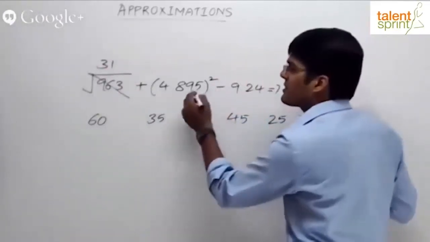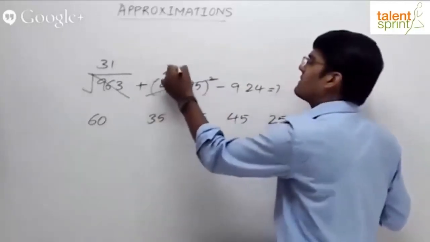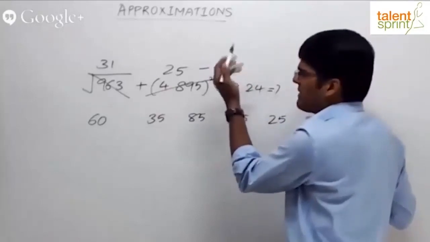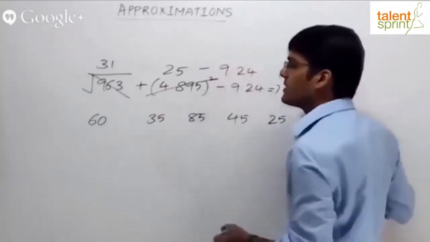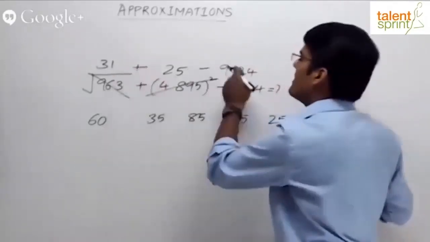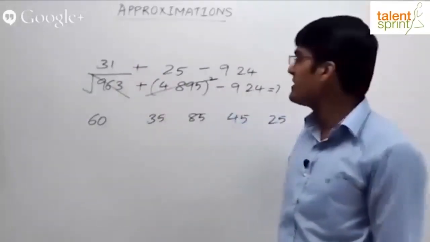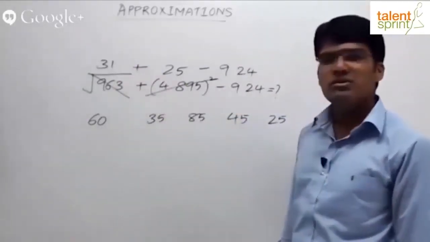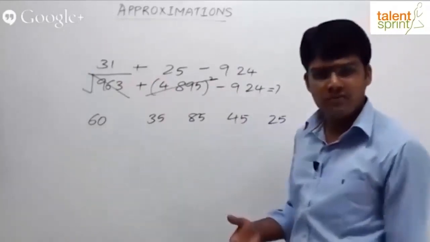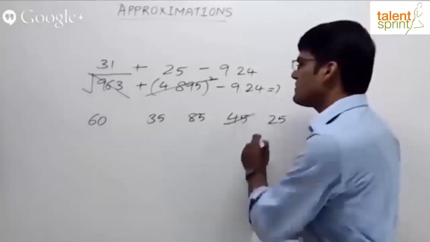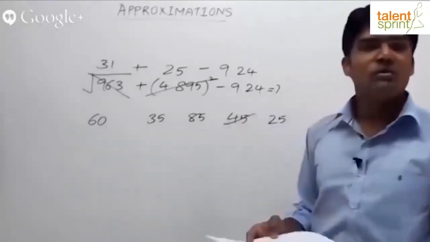4.895. Can I take it as 5 approximately? 5 squared, 25, minus 9.24. So 31 plus 25 minus 9.24. Find out what is 31 plus 25? 56. 56 minus 9.24 is 46 point something. Which is the closest one? Fourth option, 45. So the answer here should be the fourth option, 45.